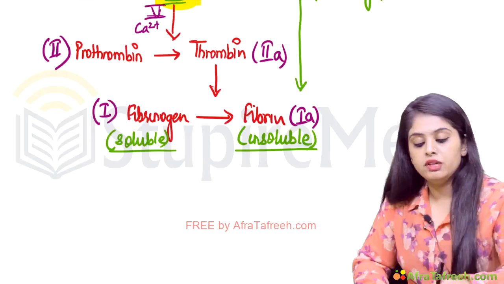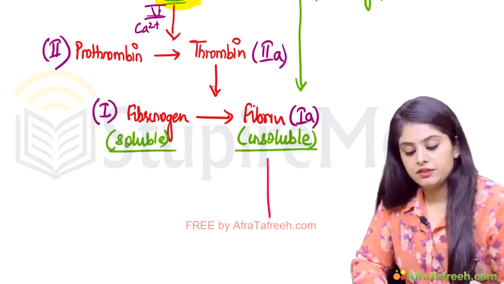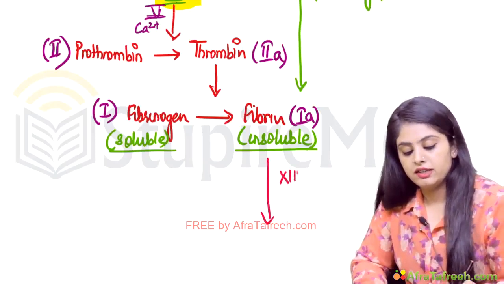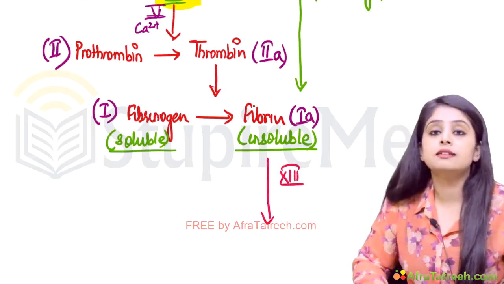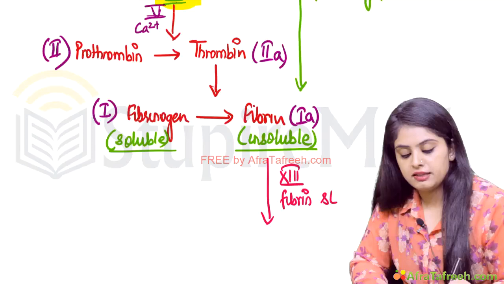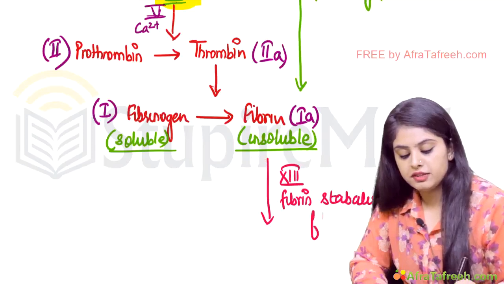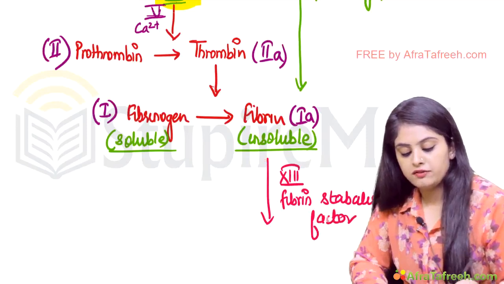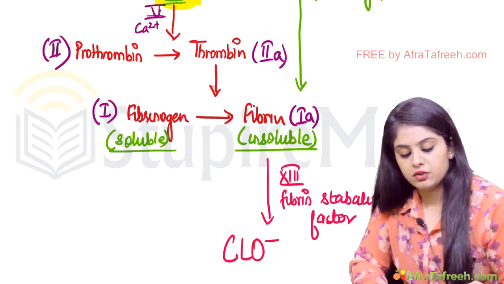But fibrin alone is not sufficient. This clot is then acted upon by factor 13, which is the fibrin stabilizing factor, which is finally resulting in the formation of a clot.